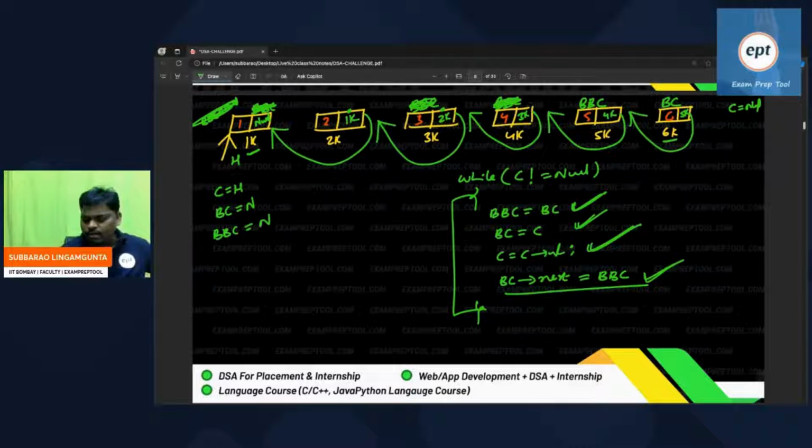Now when you see this, the while loop will come back again. C not equal to null? No, it is equal to null. That means reverse of every node is done.